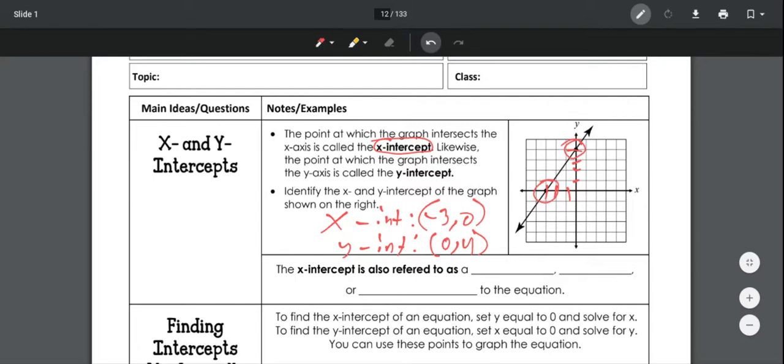Pretty simple stuff. An x-intercept is also sometimes called a root. It can be called a zero, or it can be called a solution.